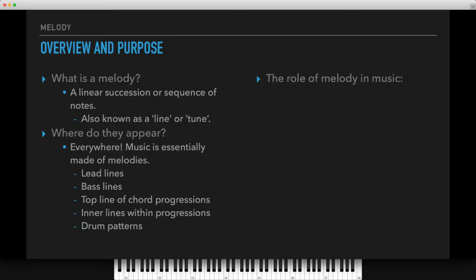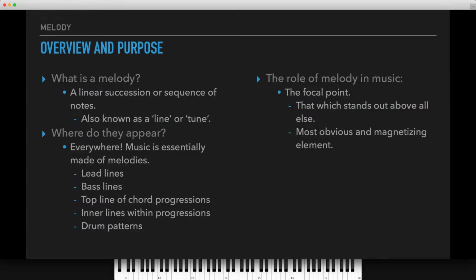So what is the role of melody in music? It's the focal point. It's that which stands out above all else, the most obvious and magnetizing element. For a listener, melody is everything, and we're all listeners. Music is about listening, and melody is that which your ear is going to be magnetized to instantaneously, above all else, before chords, before bass lines, before drum patterns.